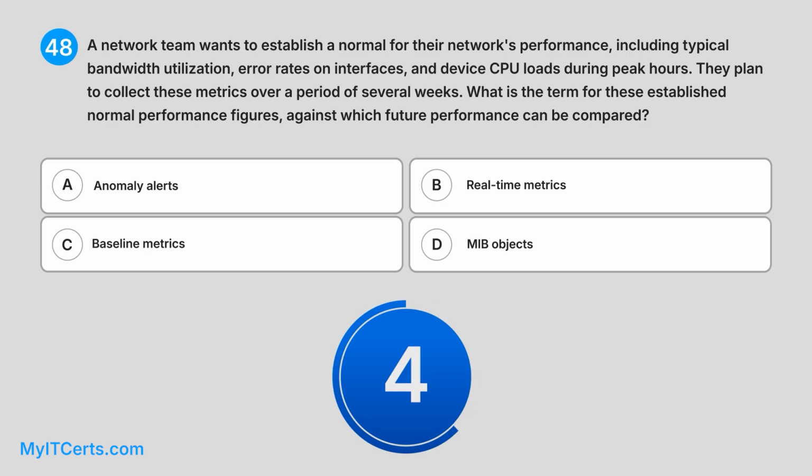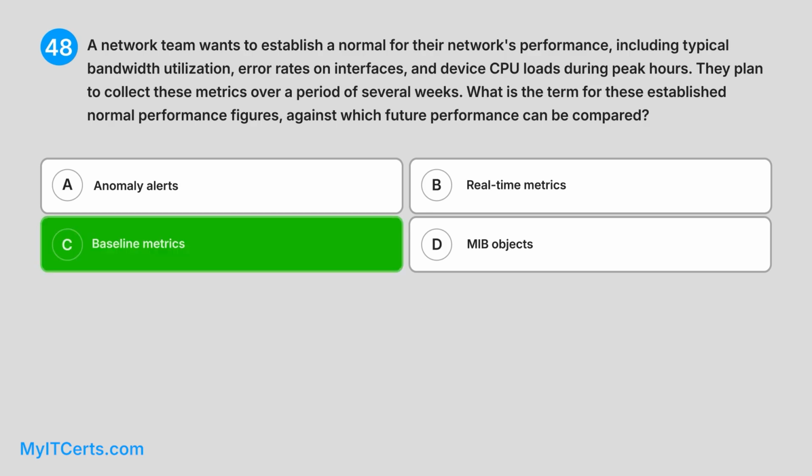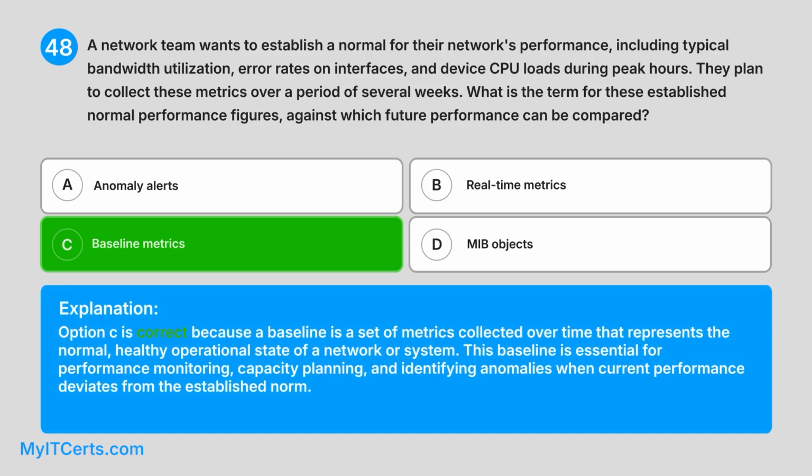Can you guess the answer? Correct answer. C. Baseline metrics. Explanation. Option C is correct because a baseline is a set of metrics collected over time that represents the normal, healthy operational state of a network or system. This baseline is essential for performance monitoring, capacity planning, and identifying anomalies when current performance deviates from the established norm.